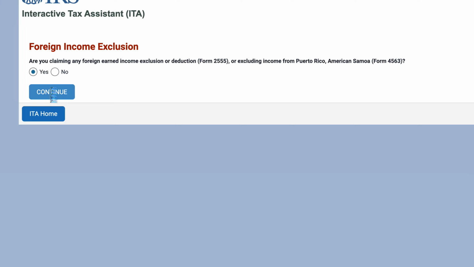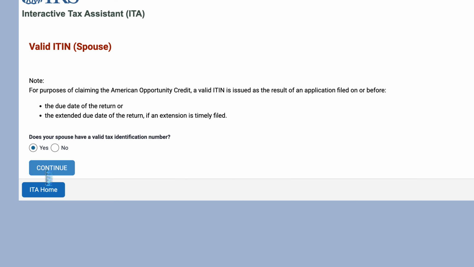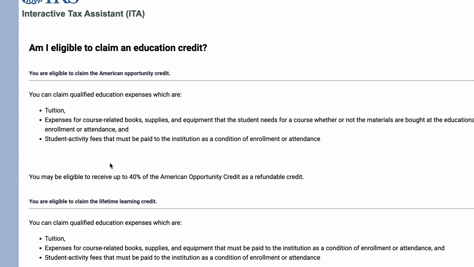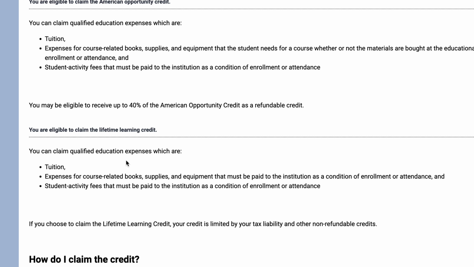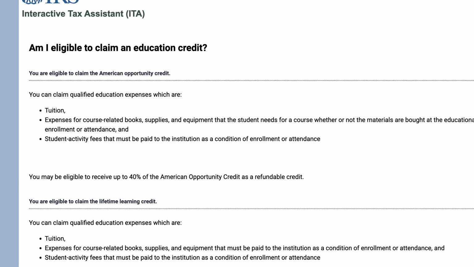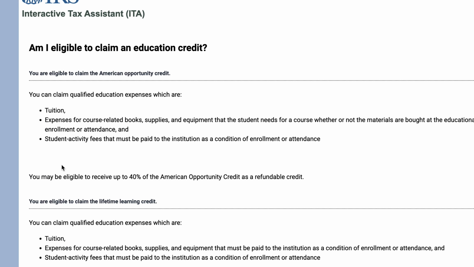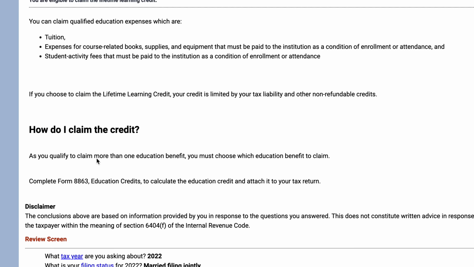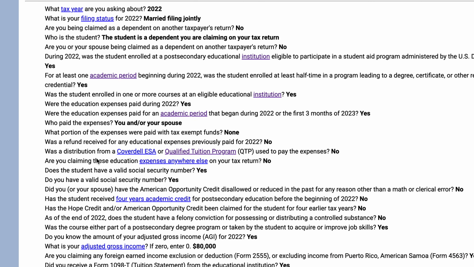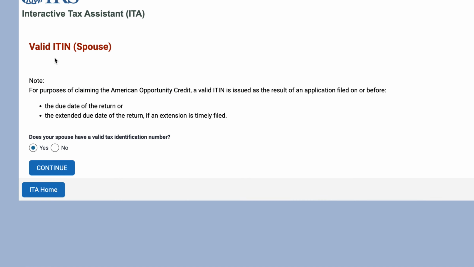So let's change the foreign earned income exclusion and leave everything else the same. Let's just say we excluded $5,000. So you can claim the American Opportunity Tax Credit. You can claim the Lifetime Learning Credit. Let's see if that changes because we changed the amount. So technically not, as long as their adjusted gross income still remains where it was.